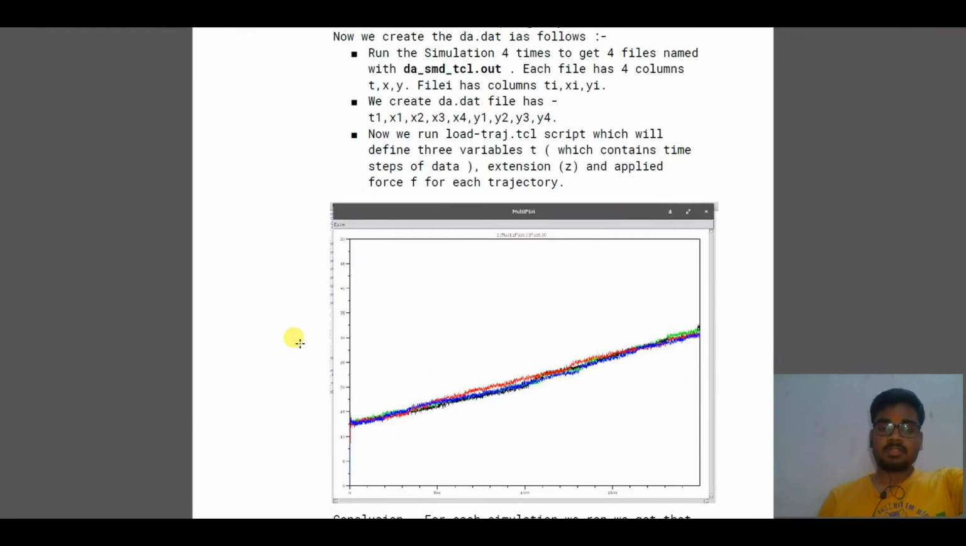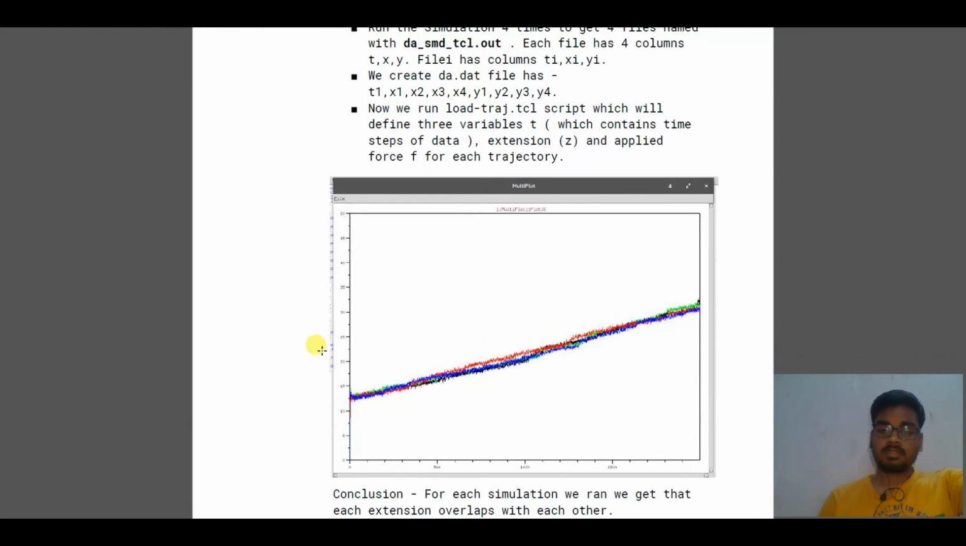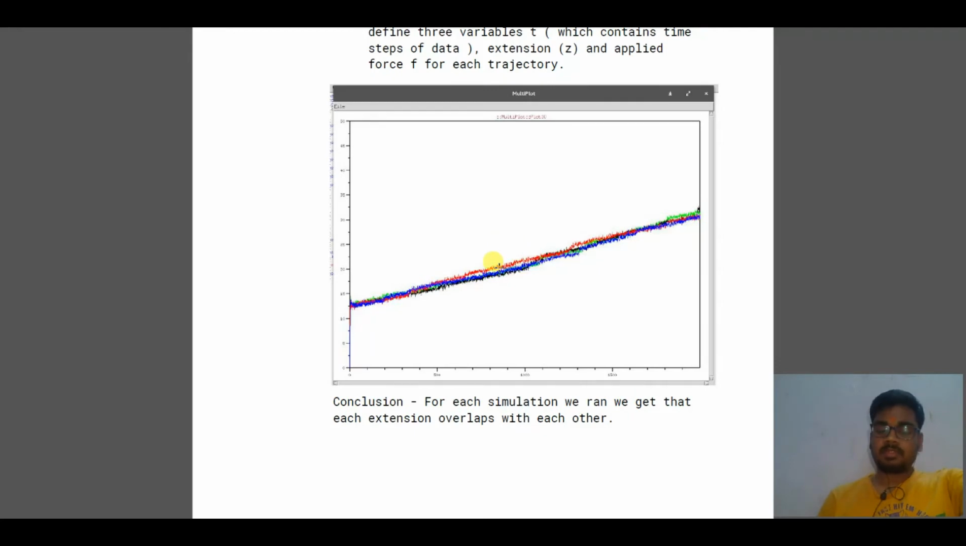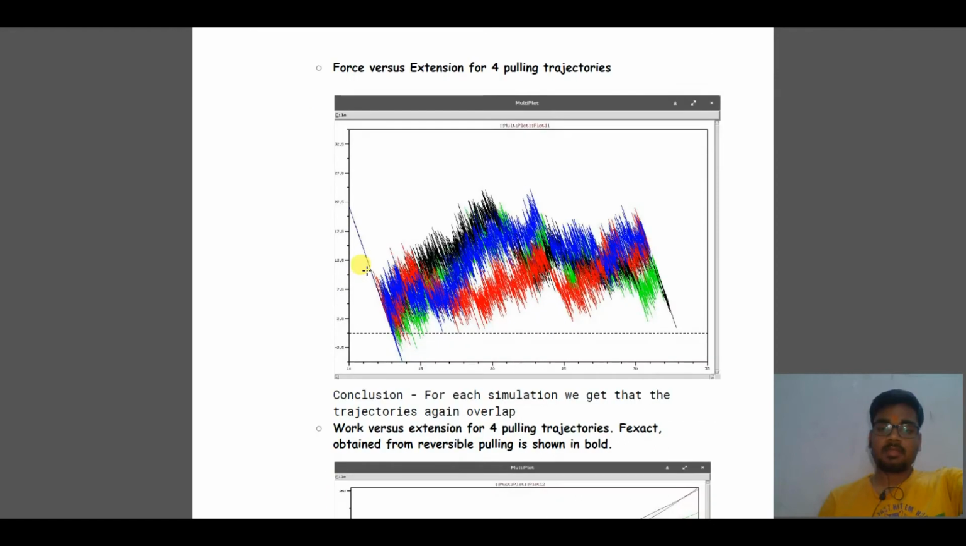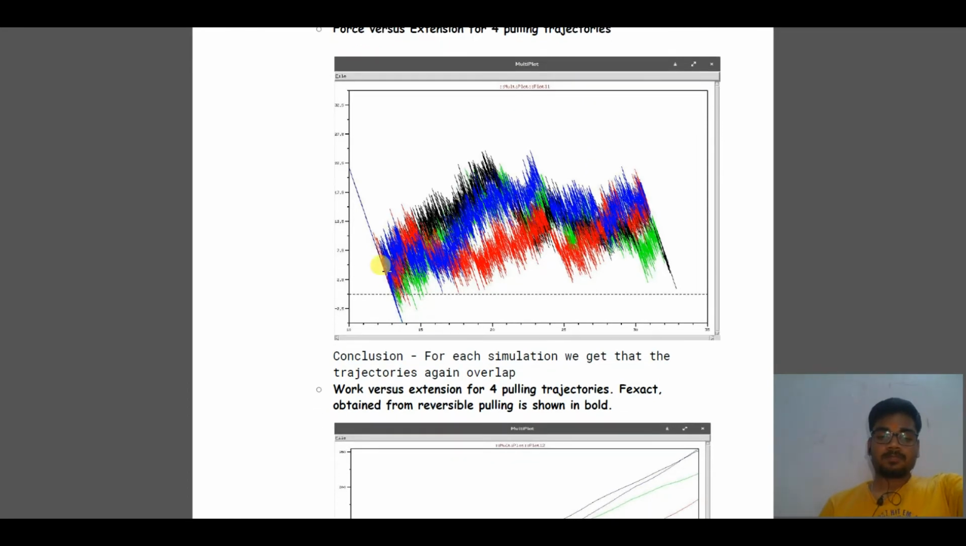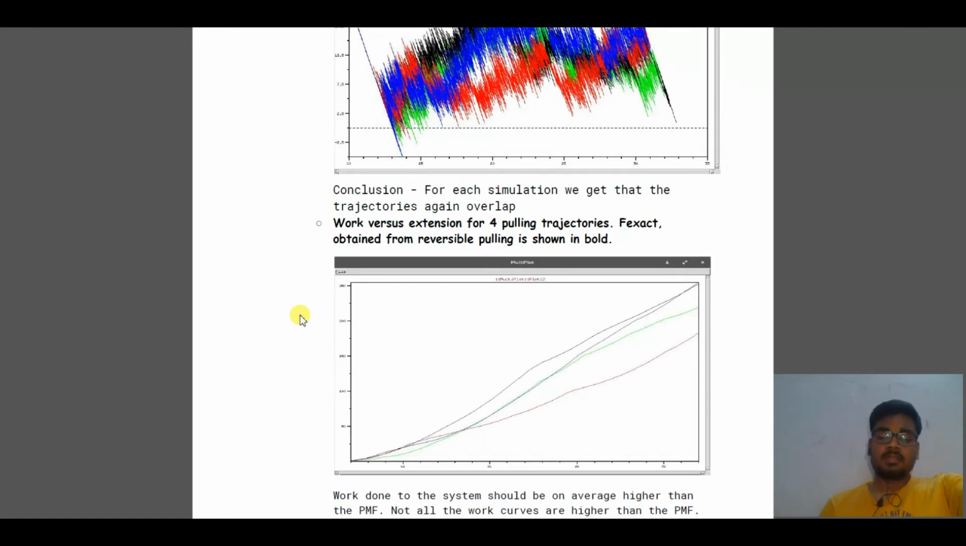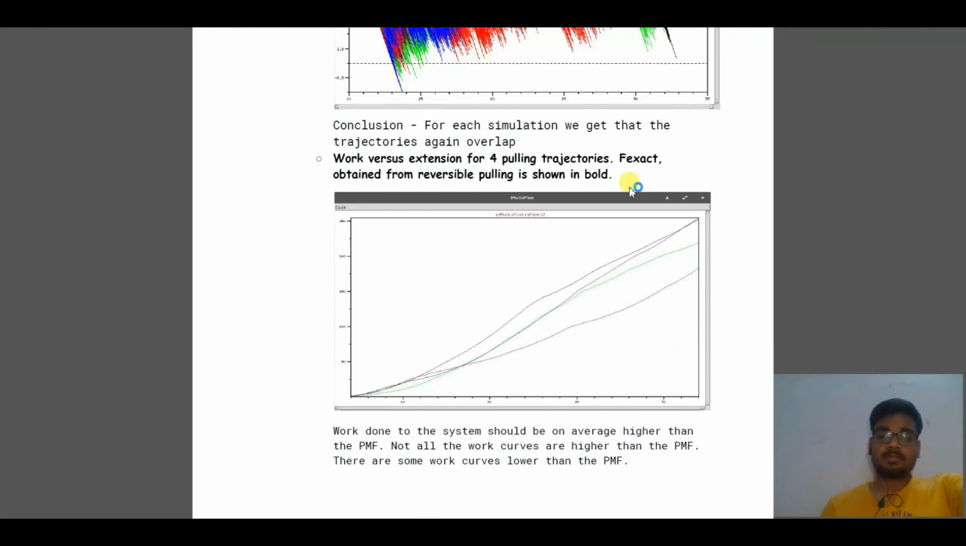So this is the extension versus time for each simulation. Each color represents a different simulation. You can see that all the extensions are overlapping with each other. Similarly, for the force versus extension, it is similar, like we are giving the same force for extension, and here we can see it is always positive. Now for the work versus extension, the similarity is there. So this is the work done with extension.